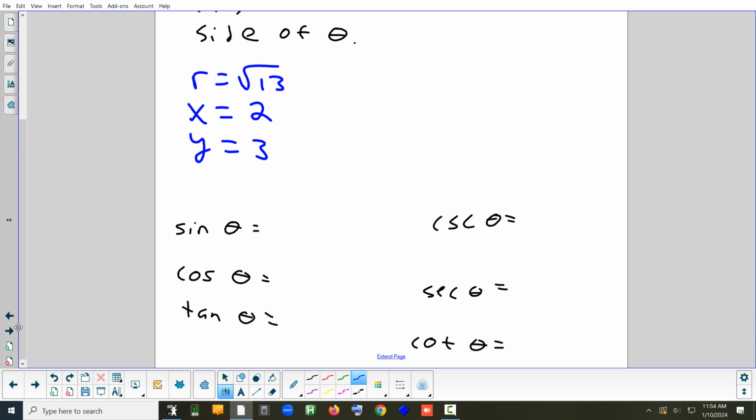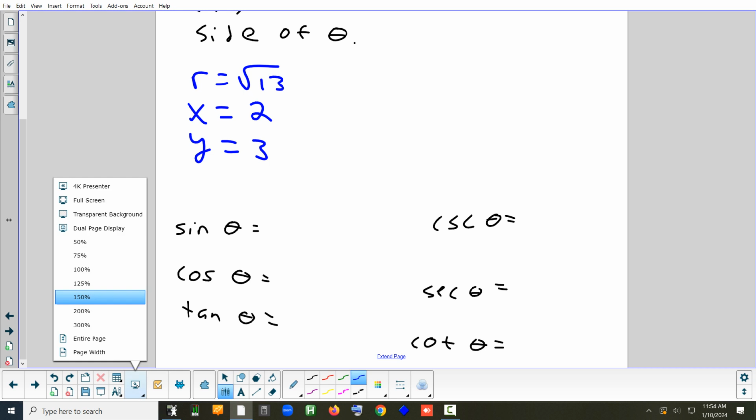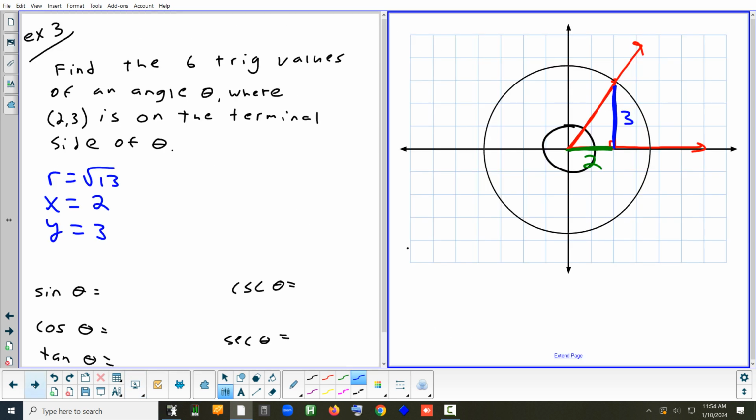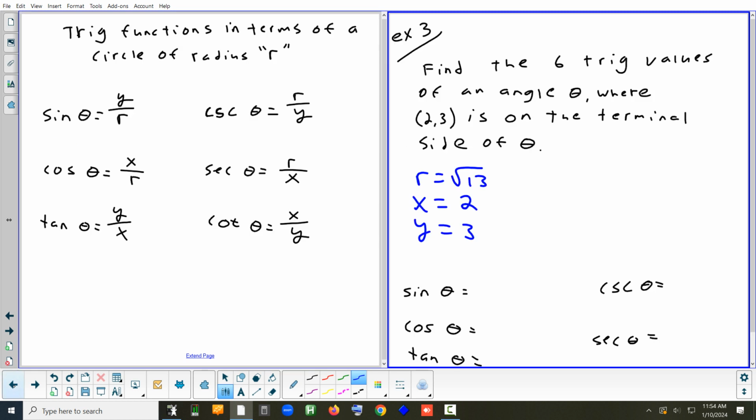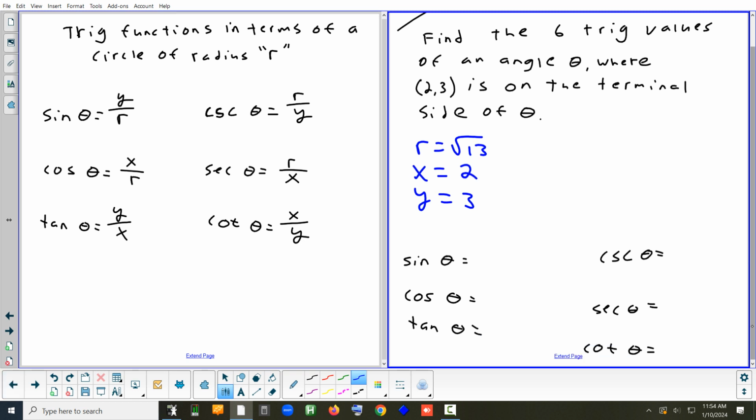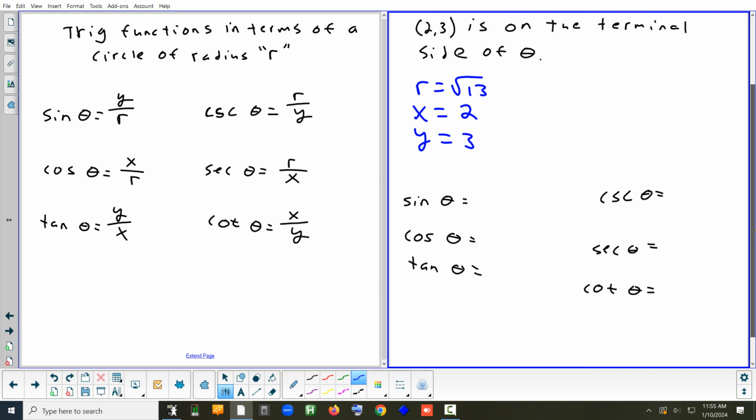Can you go back to the picture real quick? I don't remember which one's opposite. So the 3 would be opposite. Right? Well, you don't even have to think of it that way. I would just think of it like this. Okay, so then, yes, 3 times the square root of 13 over 13. So y over r. You could think of it as opposite over hypotenuse. It's the same thing. I think it's just easier to think of it this way when you have a coordinate.